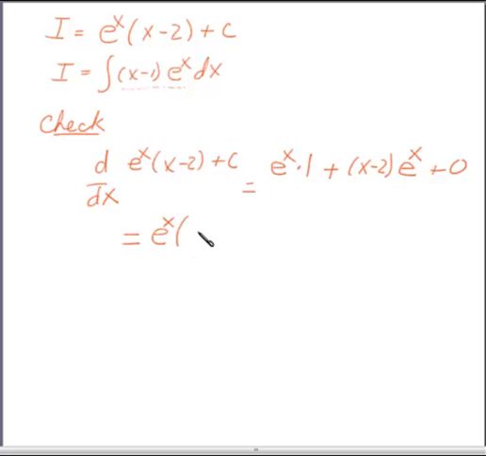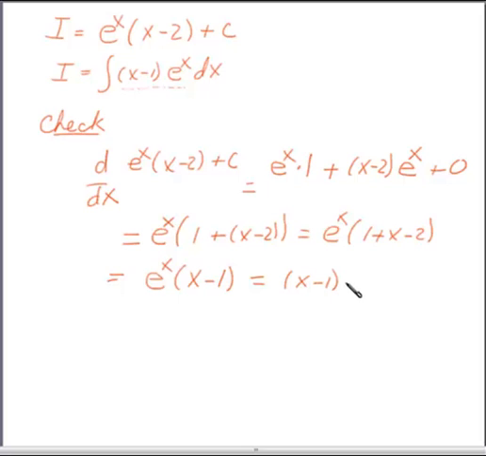So e to the x, I've got 1 plus x minus 2. The derivative of the constant is 0, so we'll let that go. This equals e to the x (1 plus x minus 2), which equals e to the x (x minus 1), since 1 minus 2 is minus 1. And if you want to get it exactly like it was in the integral, (x minus 1) e to the x. So it checks out.